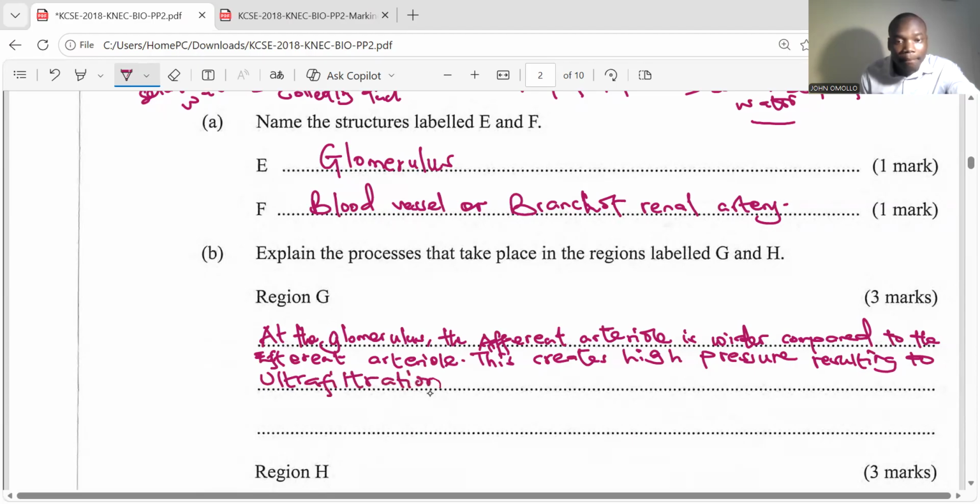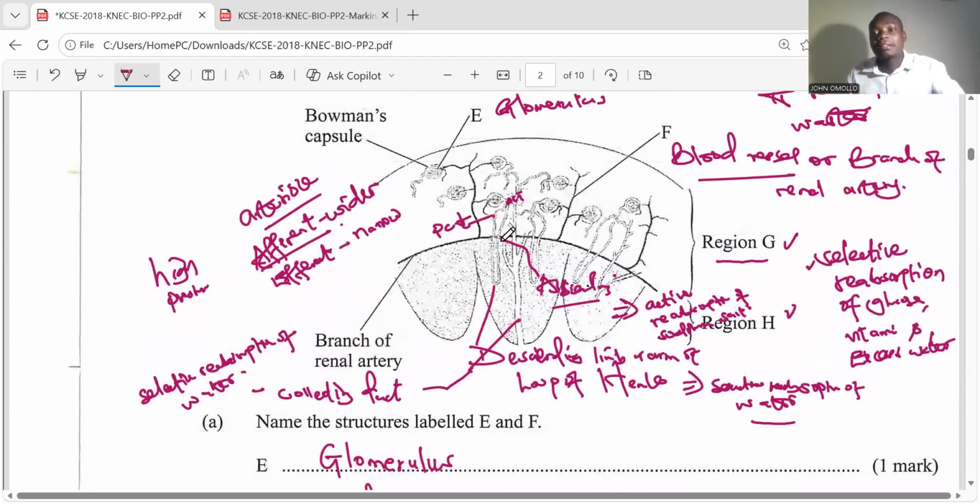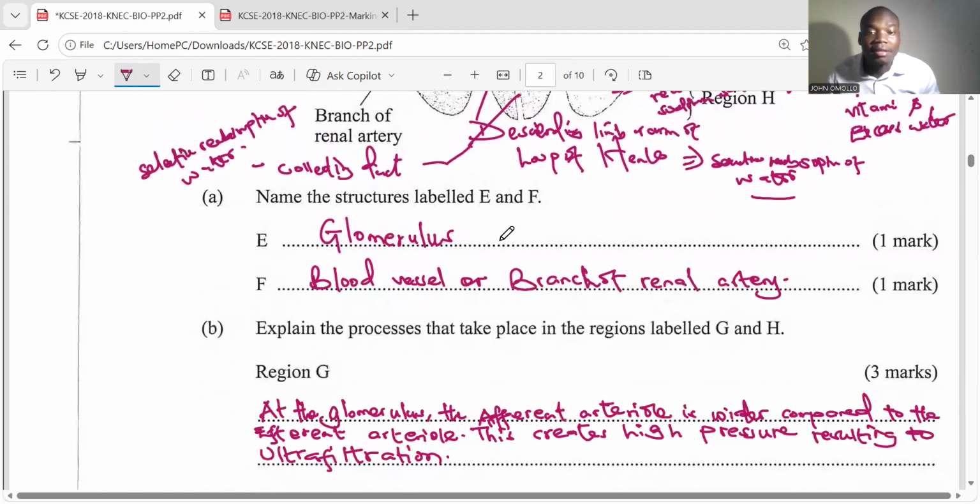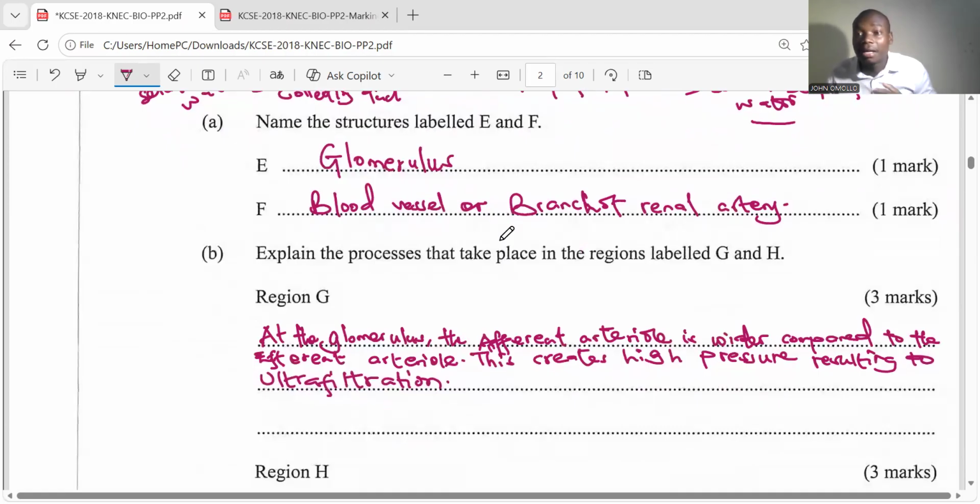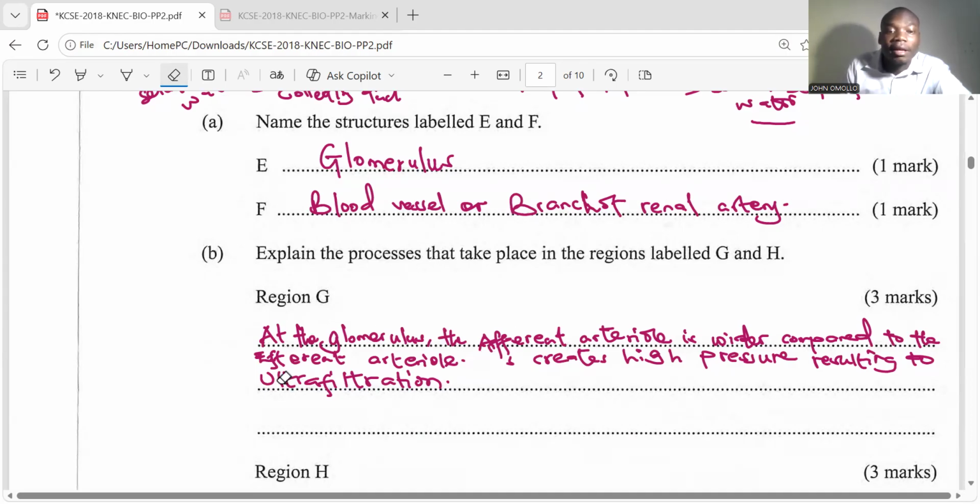Yes, so that is the process that is going to take place at region G, just like I said, at the glomerulus. First thing at the glomerulus: the afferent arteriole, being wider, for that high pressure to be brought about. There is a statement I have left out. We need to jot it down.